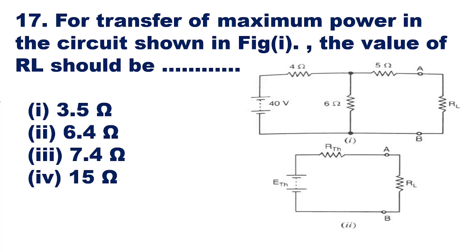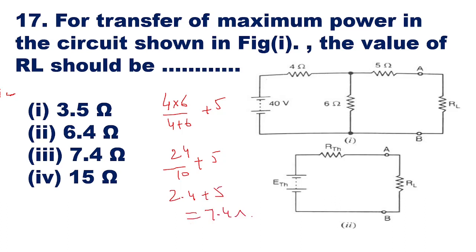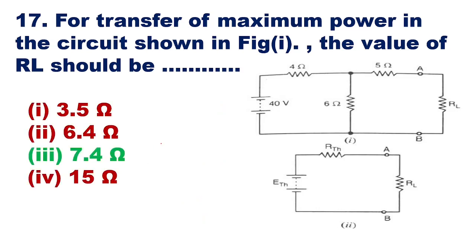So here we can write it like this: 4 into 6 upon 4 plus 6, plus 5. So it is nothing but 24 upon 10 plus 5. It is nothing but 2.4 plus 5. This is nothing but 7.4 ohms. So the value of RL should be equal to RTH. So RL will also be equal to 7.4 ohm for maximum power transfer. So option 3 will be the right answer here, 7.4 ohms.